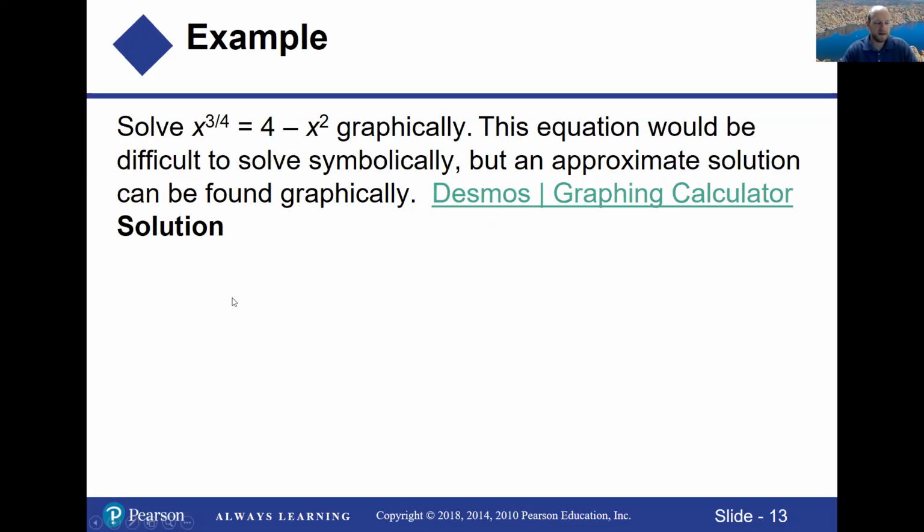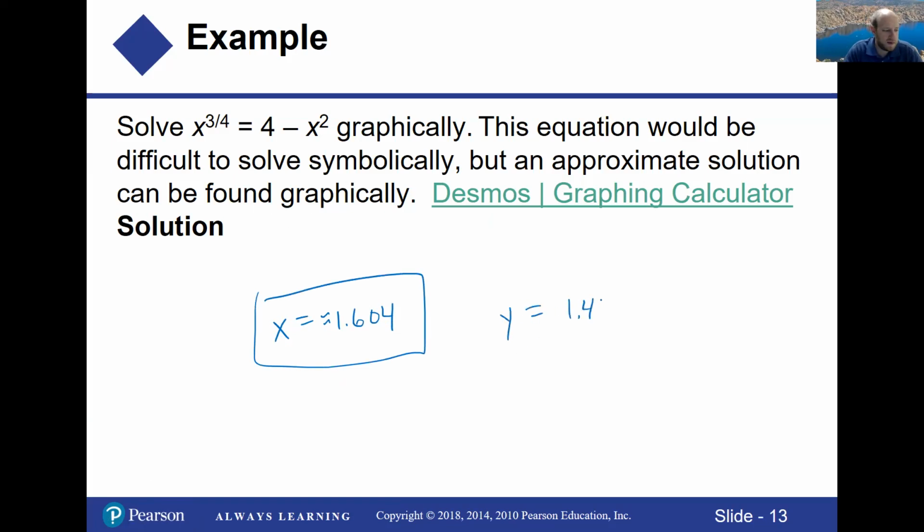And so again, for this one, we go back in blue here. We know that x equals about 1.604 would be the solution for that. And the y value for that is about 1.426. You don't have to worry about the y value again, but it is good to know that it's where these two lines would intersect.